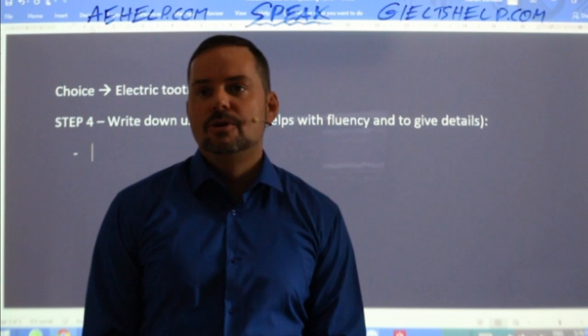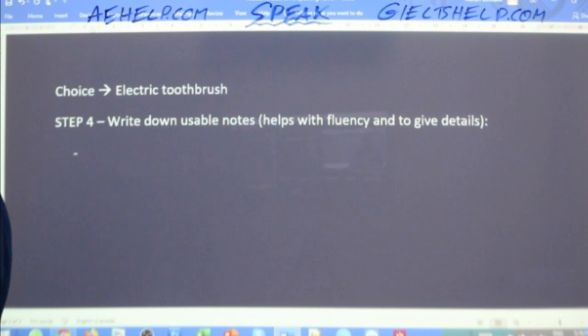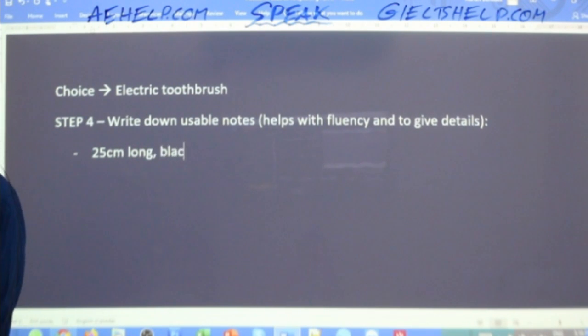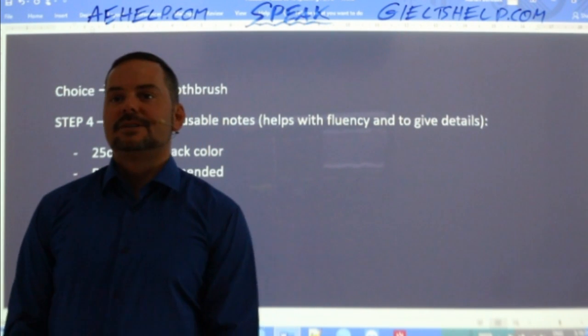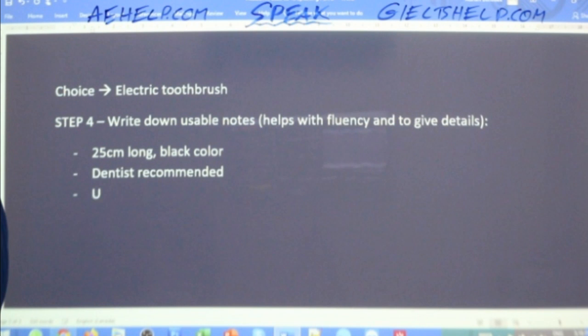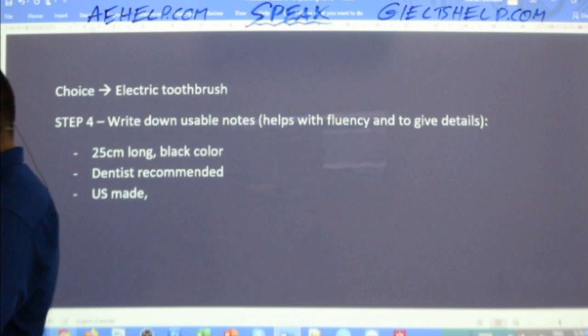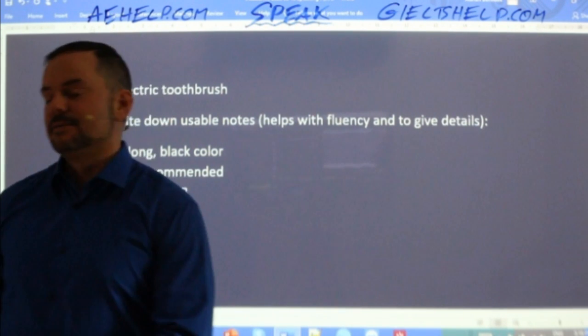Okay, so Bumi says it's about 20 centimeters long, so 20, 25 centimeters long. Black color, sure. Somebody wrote dentist recommended. Ferdav says made in the US. Sure, US made. I'm not sure if you're familiar with the names of them. Oral B, Roshni says, sure. All right, Ferdav says $100. Good.